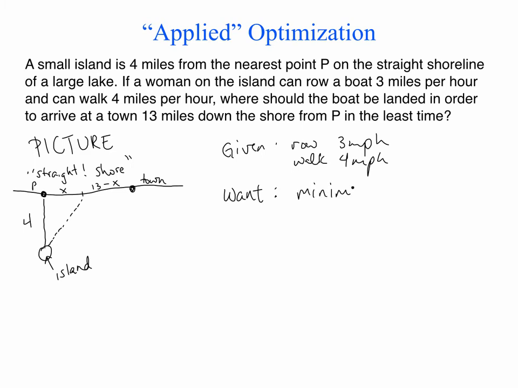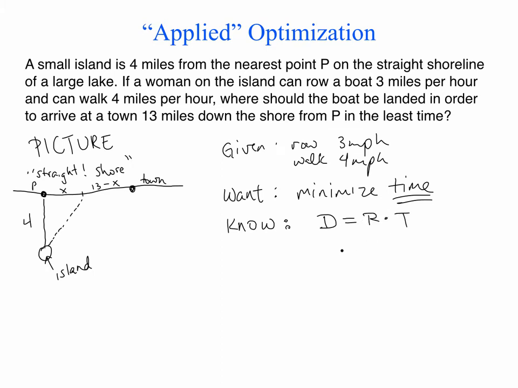To minimize time, I need a time function. I've got a picture about distances, and I was given information about rates. How do I get to time? What's the connection between distance, rate, and time? Distance equals rate times time, right?